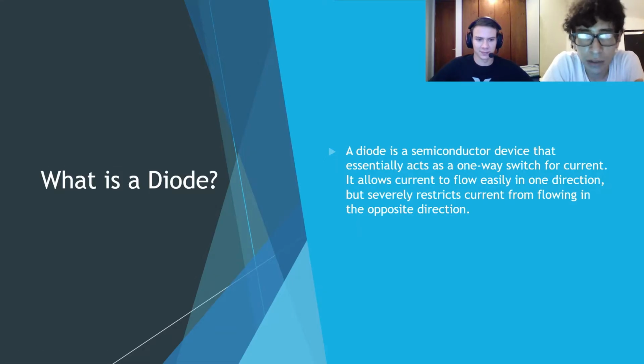What is a diode? A diode is a semiconductor device that essentially acts as a one-way switch for current. It allows current to flow easily in one direction, but severely restricts current from flowing in the opposite direction.